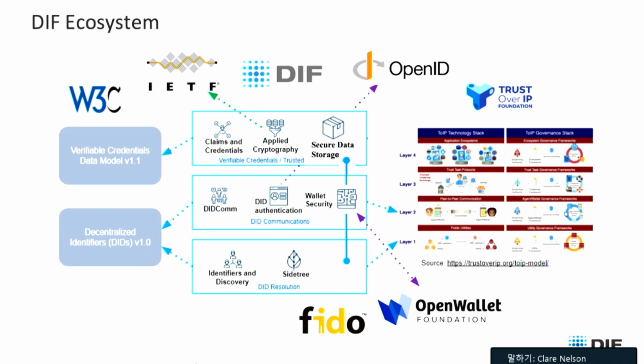We have a very close working relationship, and we have many members in common. So if you're not familiar with the work of Trust over IP, you could look that up and learn more. And then here's the link to this diagram that shows that DIDs, decentralized identifiers, are at the core, this layer one of the Trust over IP stack. And they have technology stacks and governance stacks.